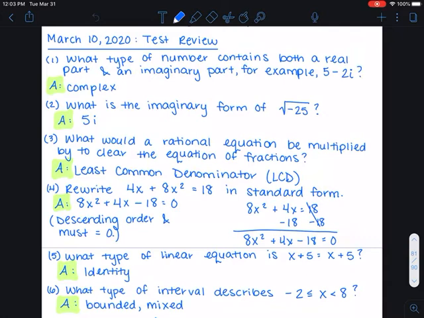Alright, so these are the notes we took back at the beginning of March 10th, 2020, for the test review that we're about to take.